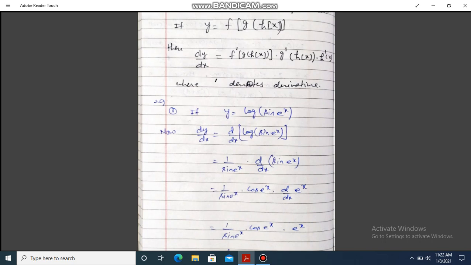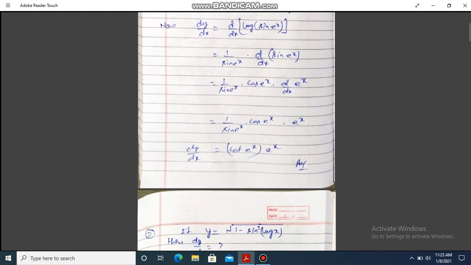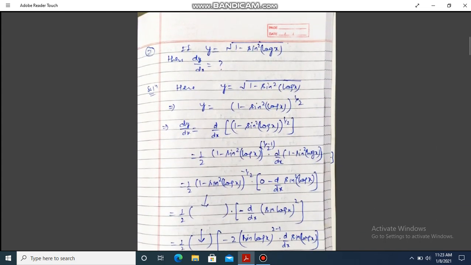Now we will differentiate sin e to the power x, means we are going to first differentiate sine. So the differentiation of sine is cos, of whatever is inside that sine, which is e to the power x. So cos e to the power x. Now finally we will differentiate e to the power x. So the differentiation of e to the power x is e to the power x. So we get dy by dx is equal to cot e to the power x into e to the power x.